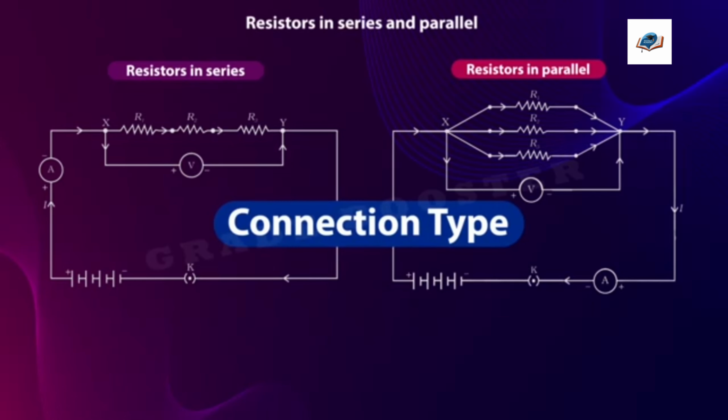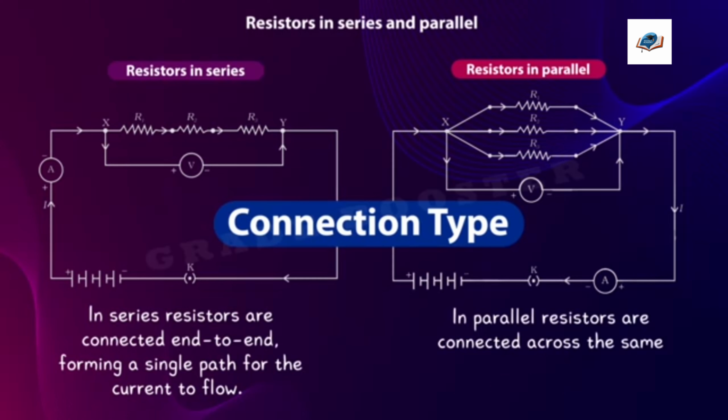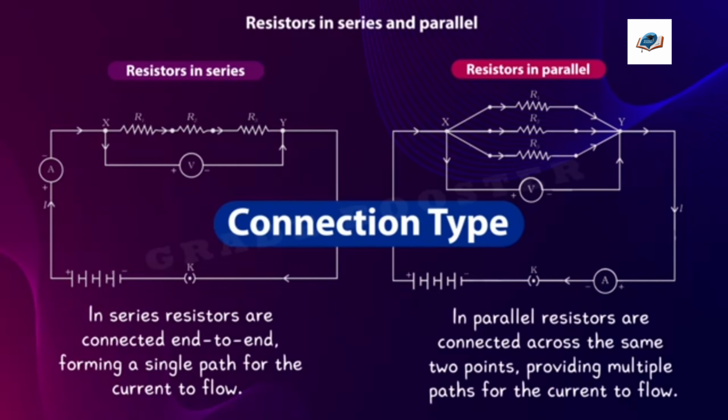Connection type. In series, resistors are connected end to end, forming a single path for the current to flow. In parallel, resistors are connected across the same 2 points, providing multiple paths for the current to flow.